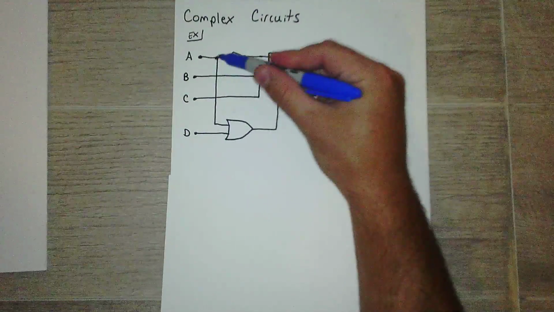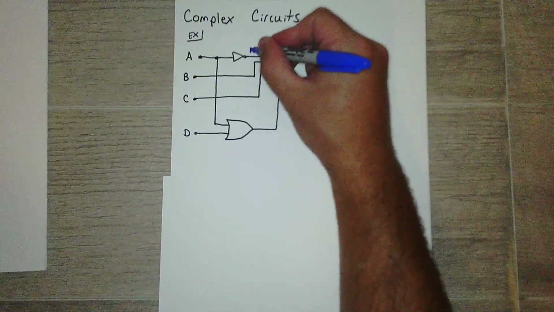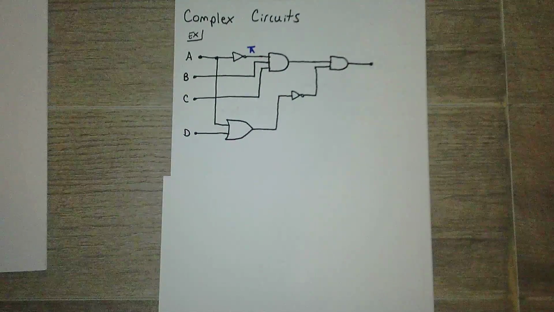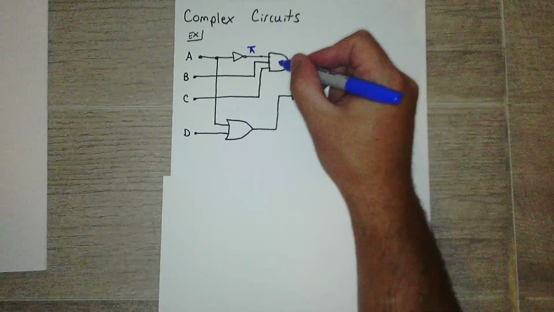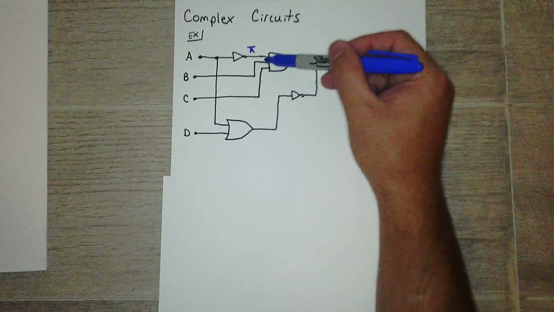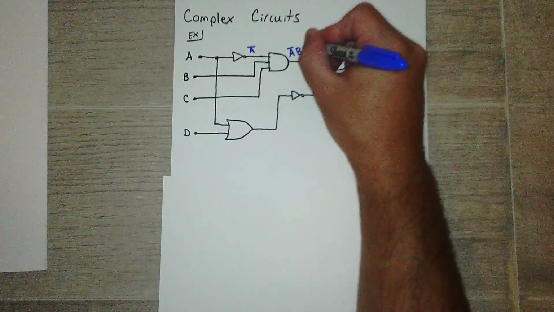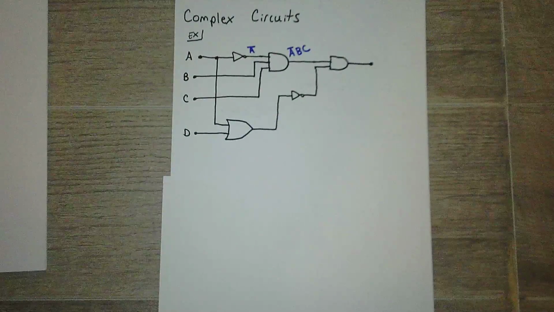Okay, so right here, what do we have? The only thing going through here is A, because it's a NOT gate. A NOT gate can only have one input, so here is NOT A. Okay, so this is an AND gate. So we have NOT A and B and C.